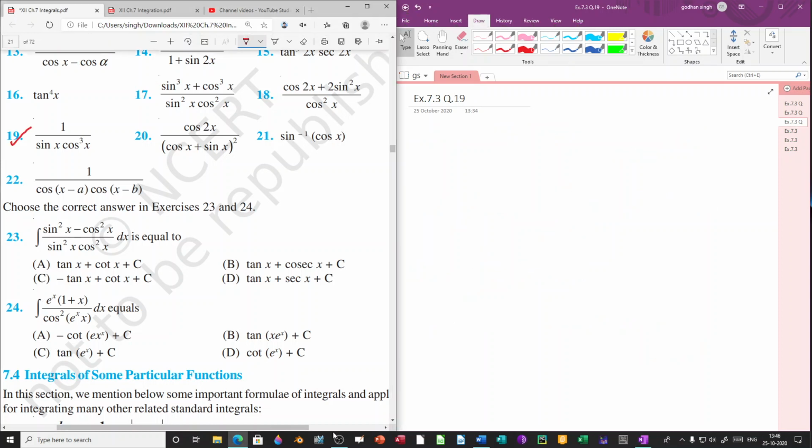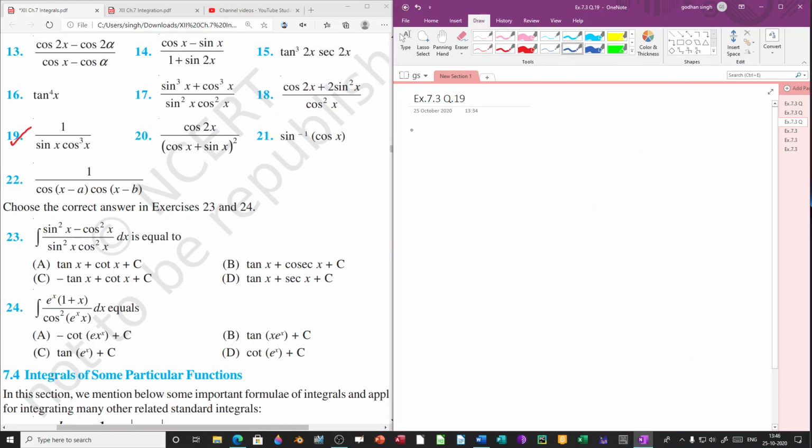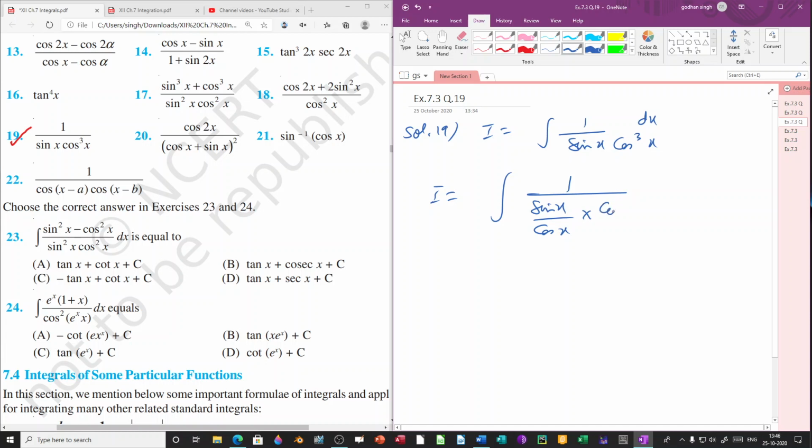Exercise 7.3, question number 19. So, solving question number 19, solution 19. I equal to integration of 1 by sin x into cos cube x dx. We can rewrite the denominator as 1 by sin x over cos x into, here this cos cube x can be written as cos square x into cos x, and we have already divided sin x by cos x, we will multiply with 1 by cos x here, so it will become cos x into cos x, and here we are having dx.